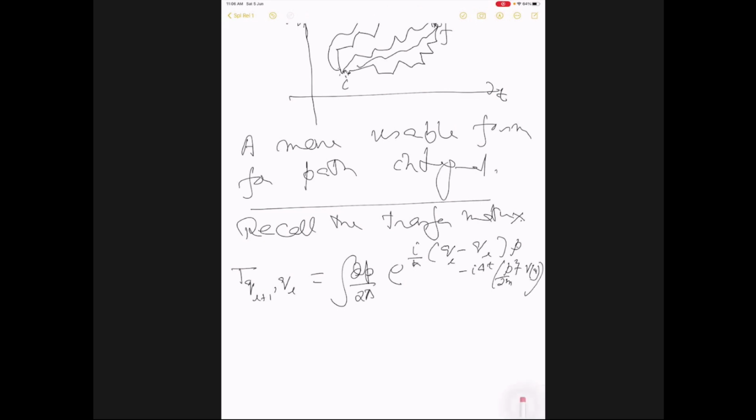And then we took... Remember, often you will see that people may not be using this h cross. They'll put this equal to 1 because we would like to work in a unit where h cross, Planck's constant, is equal to 1.